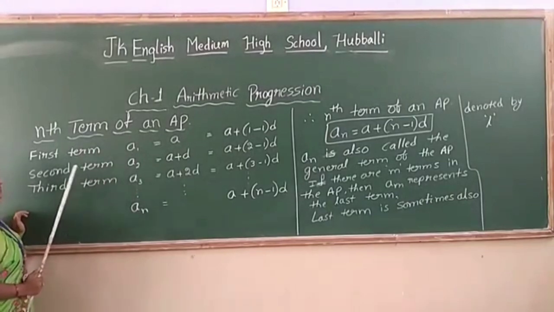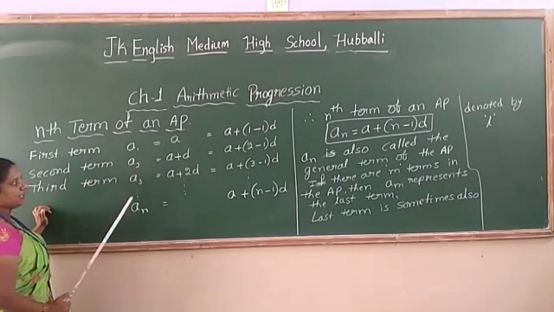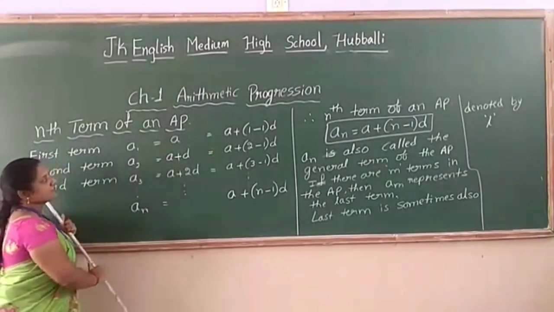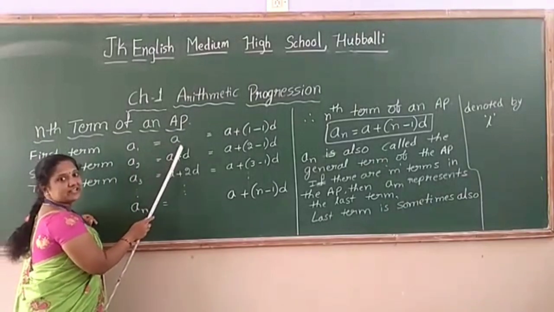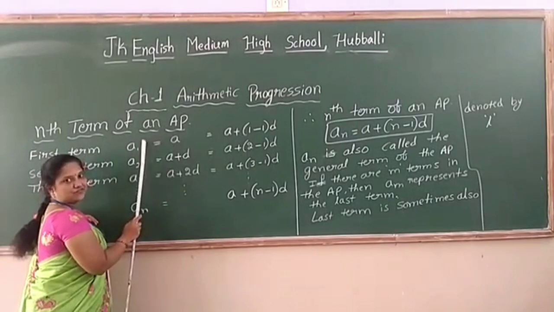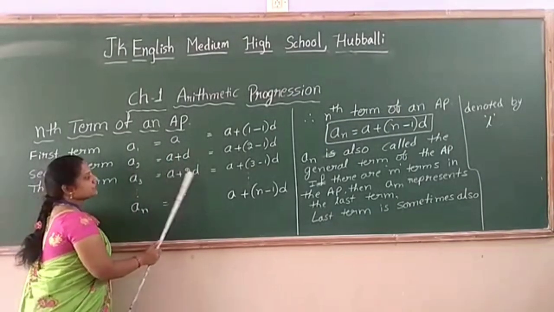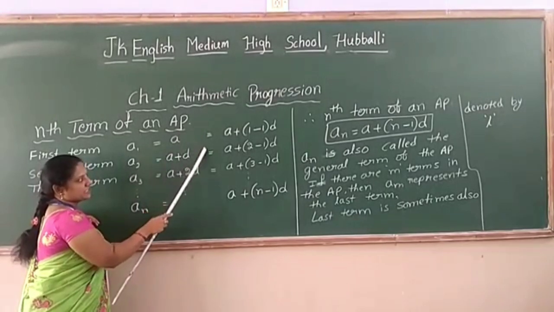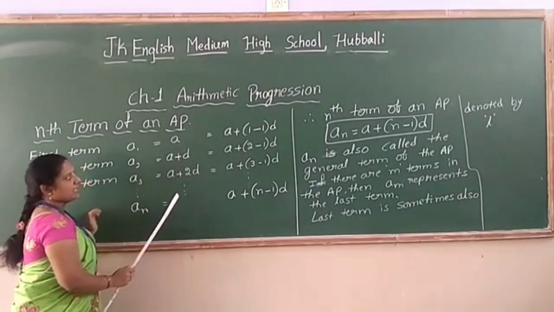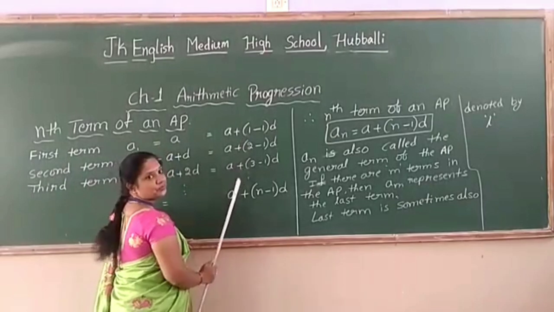First term, second term of an AP, third term of an AP. The general form of an AP we can write with the first term as a. a tells it is the first term. a plus d is the second term. a plus 2d is the third term. Generally we can write all these terms of an AP in this form. These terms of an AP we can write in this form also.